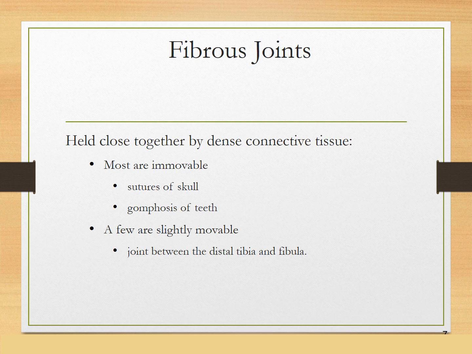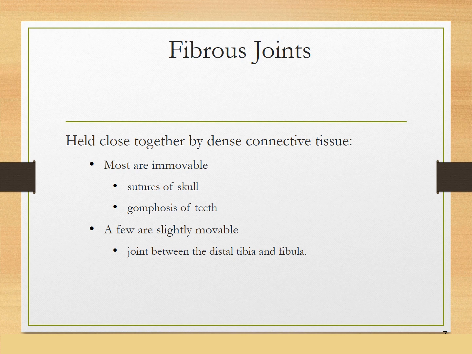Fibrous joints. Fibrous joints are where bones are held together by dense connective tissue. Most of these are immovable. An example of this is the sutures of the skull. The word suture means seam.